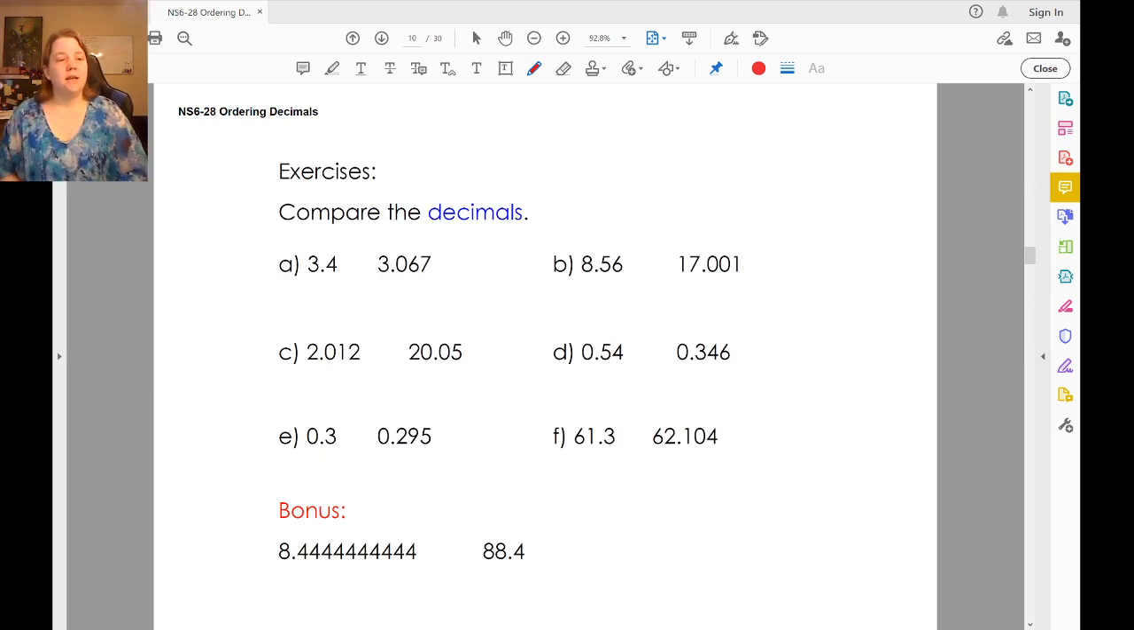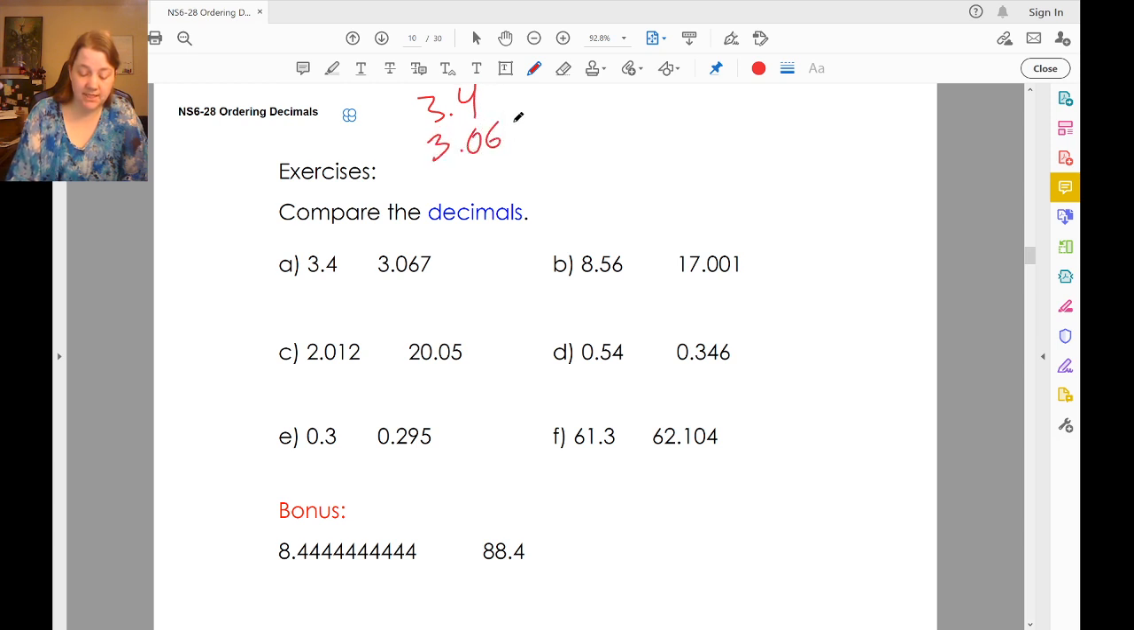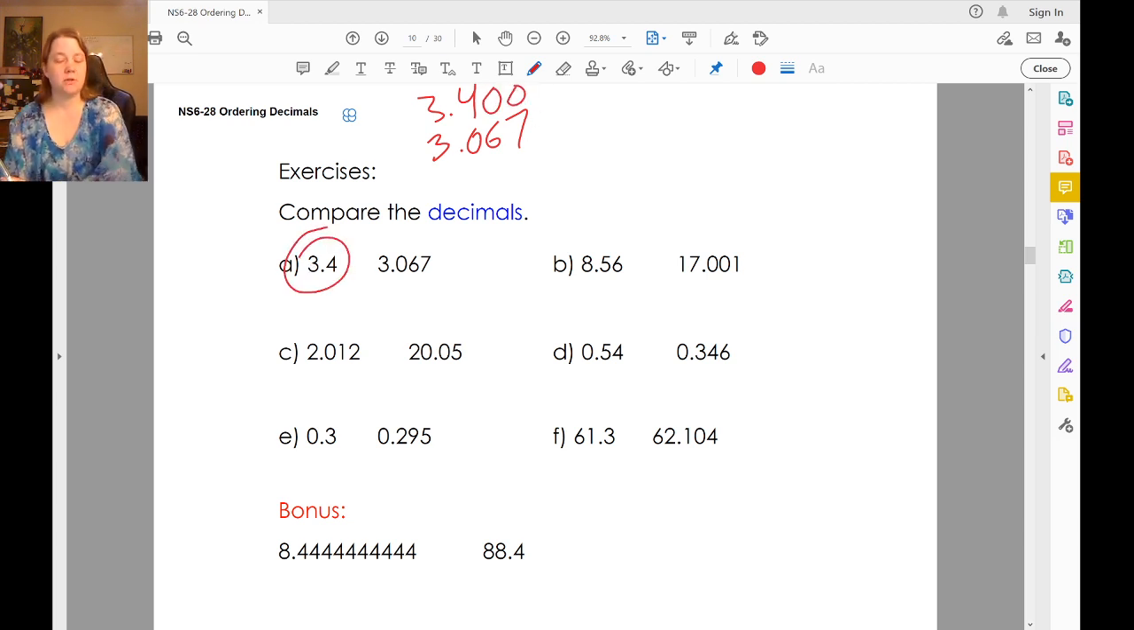All right, go ahead and compare these, and then we'll talk about it. Make sure you line everything up. Welcome back. So we start off with 3.4 and 3.067. I can see that 4 is bigger than 0 even before I add these in, so that's my bigger number.